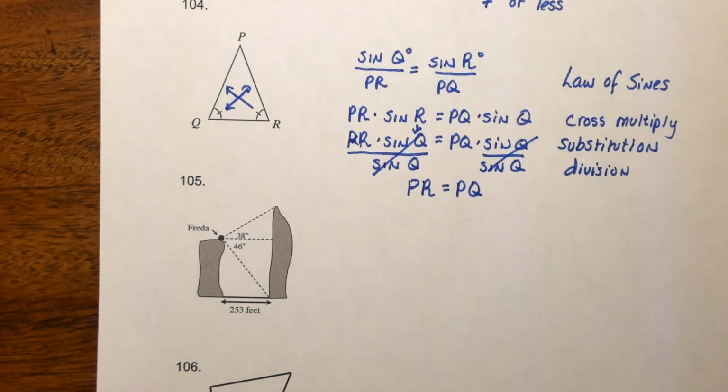Okay, 105. As Frida gazes at the edge of the Grand Canyon, she decides to determine the height of the wall opposite her. Using an app on her phone, she determines that the top of the wall is a 38-degree angle above her, while the bottom is a 46-degree angle below her, as shown in the diagram at right. If the base of the wall is 253 feet from the point on the ground directly below Frida, determine the height of the wall opposite her.